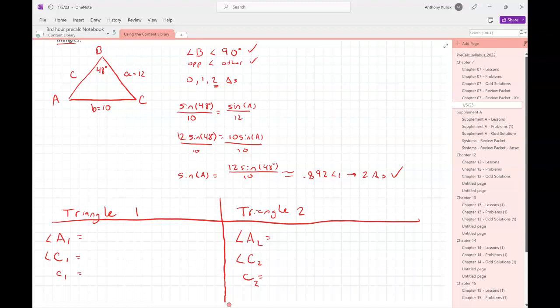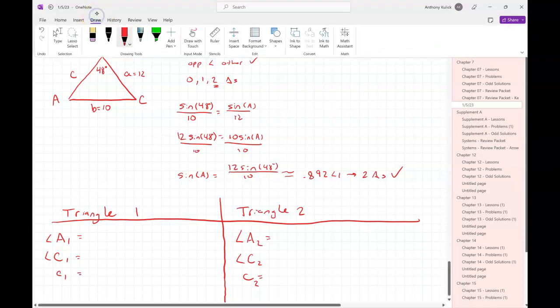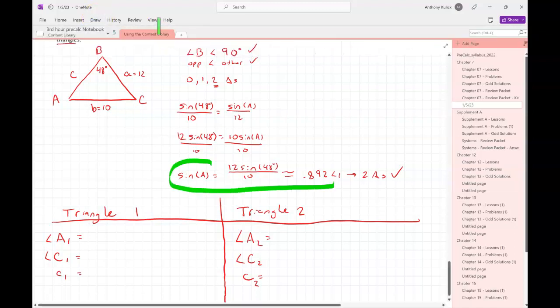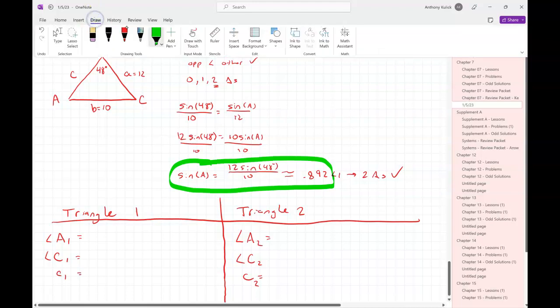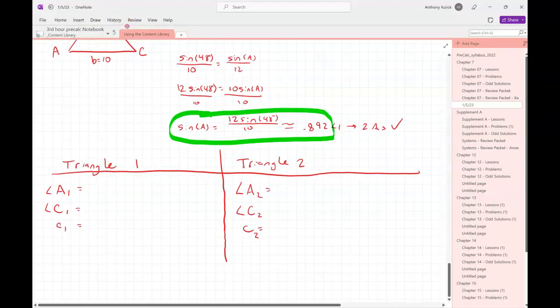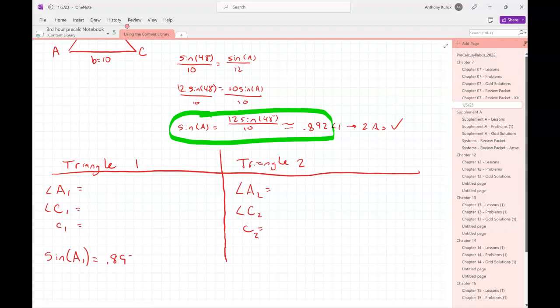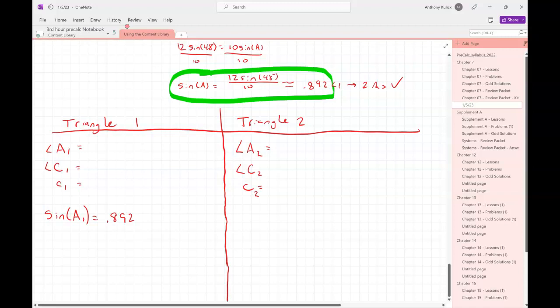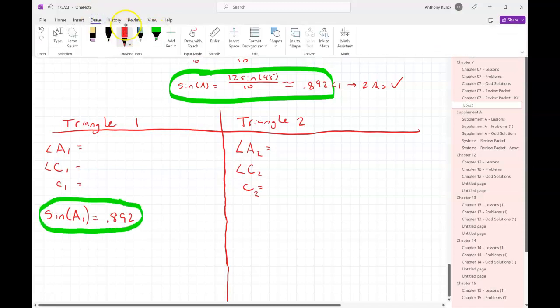So we've done all of our work so far. I'm going to take this and use it to find angle A in triangle 1. So I'm just taking that work with me to there. Everybody's cool?